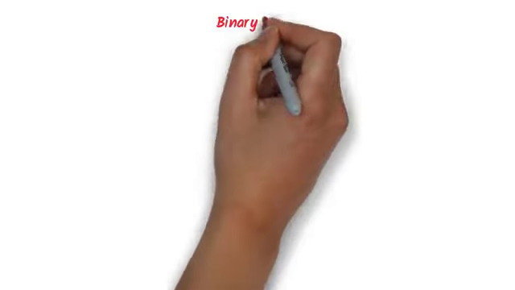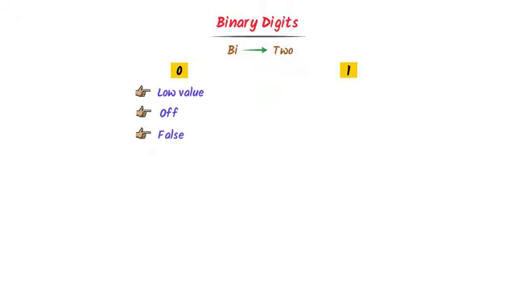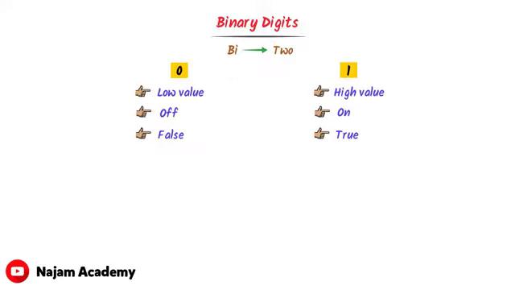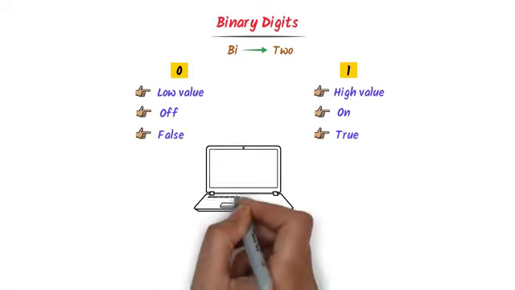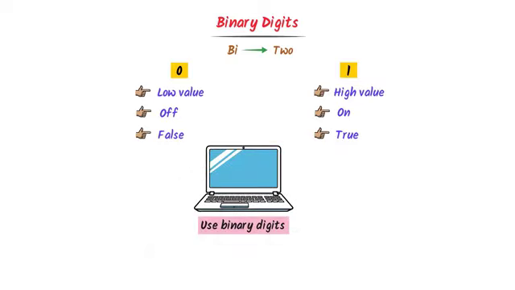Firstly, let me teach you binary digits. Well, the word bi means 2. We use only 2 digits, 0 and 1, in a binary system. The digit 0 represents low value or false, while the digit 1 represents high value or true. This is the complete philosophy of binary digits 0 and 1. I hope you know that every computer uses the binary digits 0 and 1.